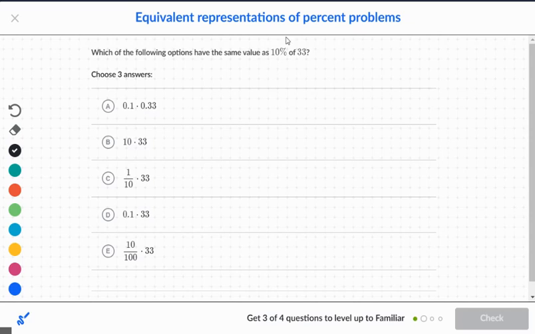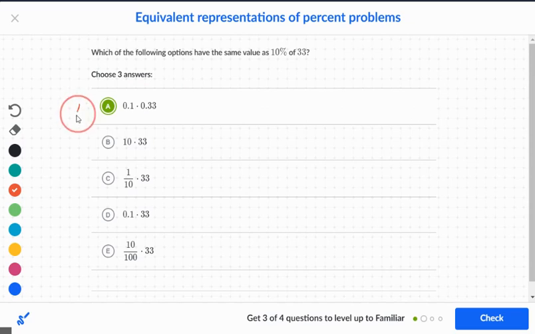Next, same thing. What is 10% of 33? So what is the fraction version? What is the decimal version? And are there any simplified versions? So this is 10%, but that's not 33. That's 33 hundredths. So that's wrong. Then this next one, it says 10 times 33. Well, that's 33, but that's not 10%. That's the number 10. So this one's also wrong.